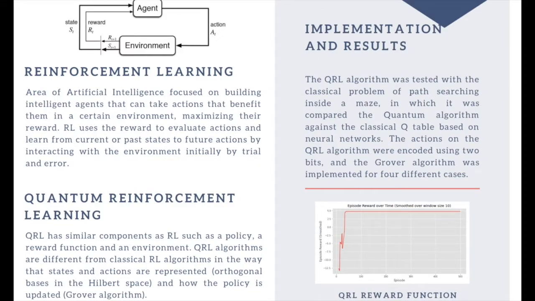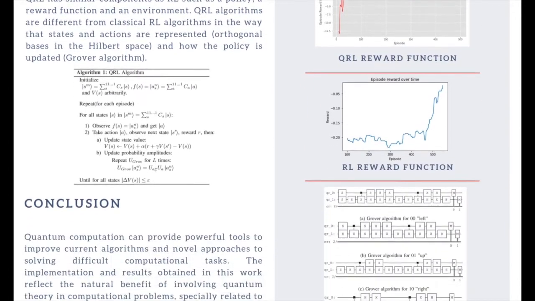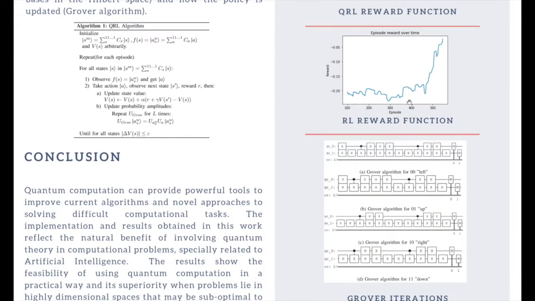The QRL algorithm was tested with the classical problem of path searching inside a maze, in which the quantum algorithm was compared against the classical Q-table based on neural networks algorithm. The actions of the problem were encoded using 2 bits, as we only have 4 actions: go up, go down, go left, or go right. And the Grover algorithm was implemented for those 4 different actions. Here we have the implementation for the action left, which was encoded as 0, 0, which only increases or decreases the probability of that action. Additionally, we have the implementation for the action up, for the action right, and for the action down.